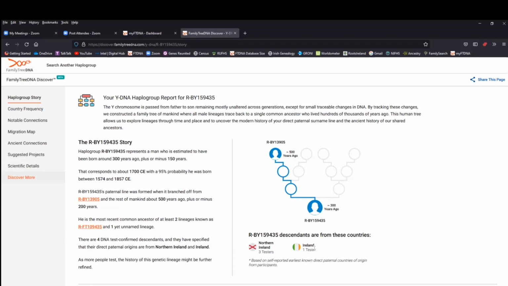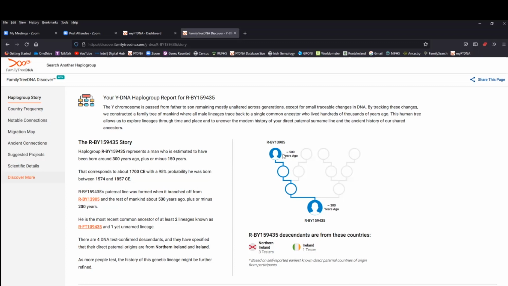It's also telling you where people claim that their paternal origins are. So this isn't where the testers are. This is where their family is from. So this can give you an idea of maybe where your family came from. So you can see there that we're all in Ireland back 300 years ago. But as I said there, it says that the paternal line was formed when it branched off from RBY 13905. So that's this one here, that's 500 years ago.